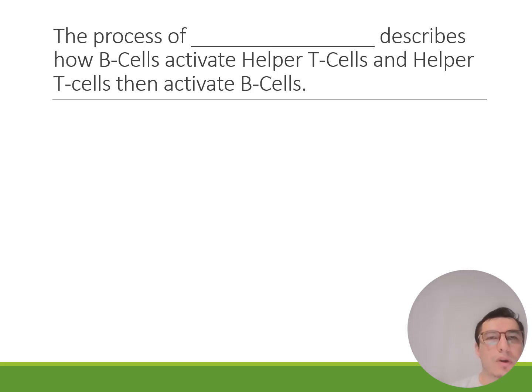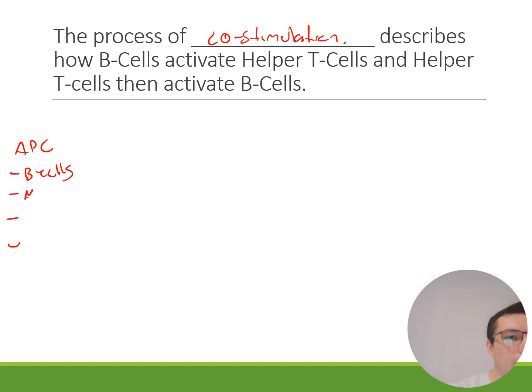So we have the process where B cells activate helper T cells, and helper T cells then activate B cells. This is something that we call co-stimulation. Within co-stimulation, we have antigen presenting cells presenting to T cells, so that T cells can recruit other B cells so that we can mount an immune response. Let's summarize. We have antigen presenting cells, and we have our 4 different types: B cells, macrophages, dendritic cells, and Langerhans cells. In this case, we're going to explore the B cell route.